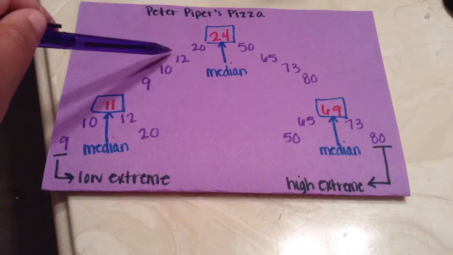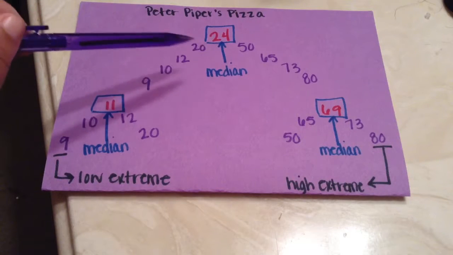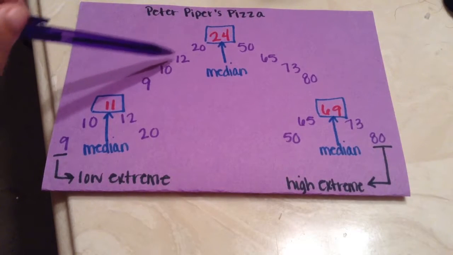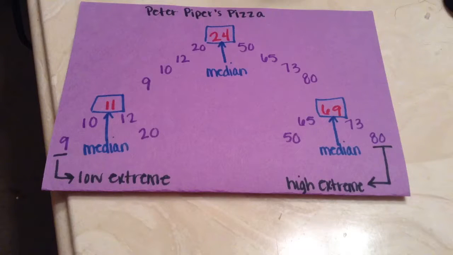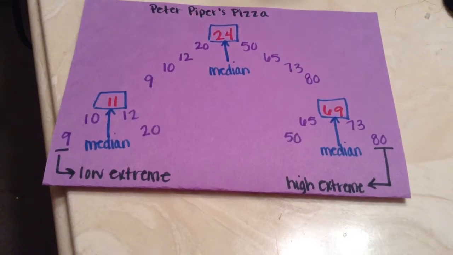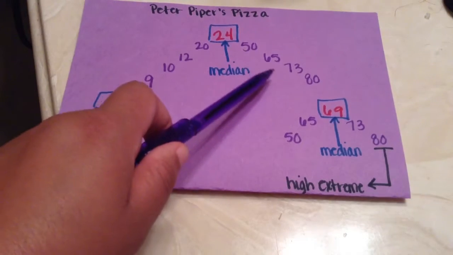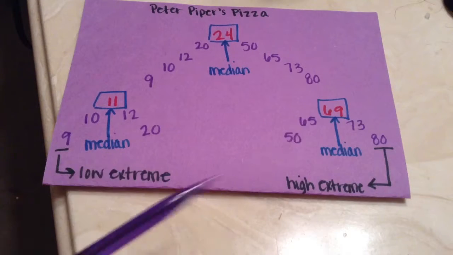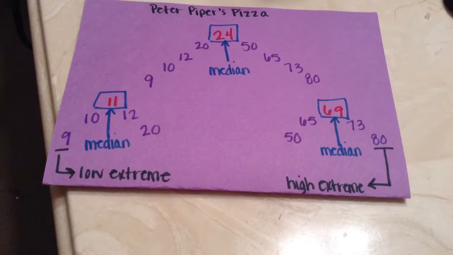10 plus 12 is 22. 22 divided by 2 numbers is 11. So our median for this group is 11. And I did the same on this side, and our median for this group is 69. So again, we have 5 important numbers.